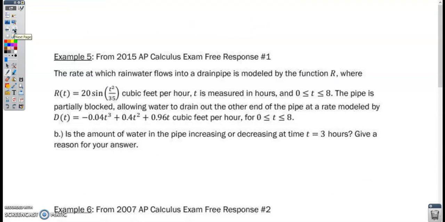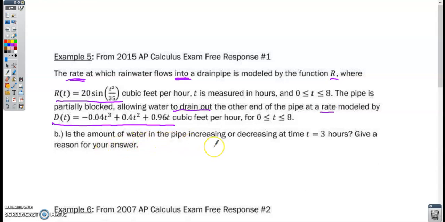So let's look at example 5 from the 2015 AP Calculus exam, free response number 1. The rate at which rainwater flows into a drain pipe is modeled by the function r. So the function r is the rate into the pipe. The pipe is partially blocked, allowing water to drain out of the other end of the pipe at a rate modeled by d. So this is the rate at which water is draining out. Both of these are rate functions, so we're starting with the rate functions right off the bat.